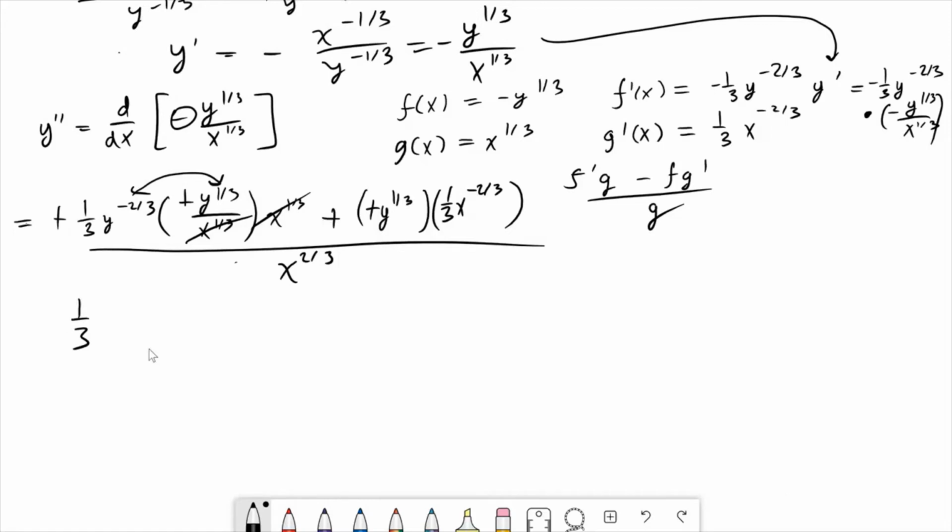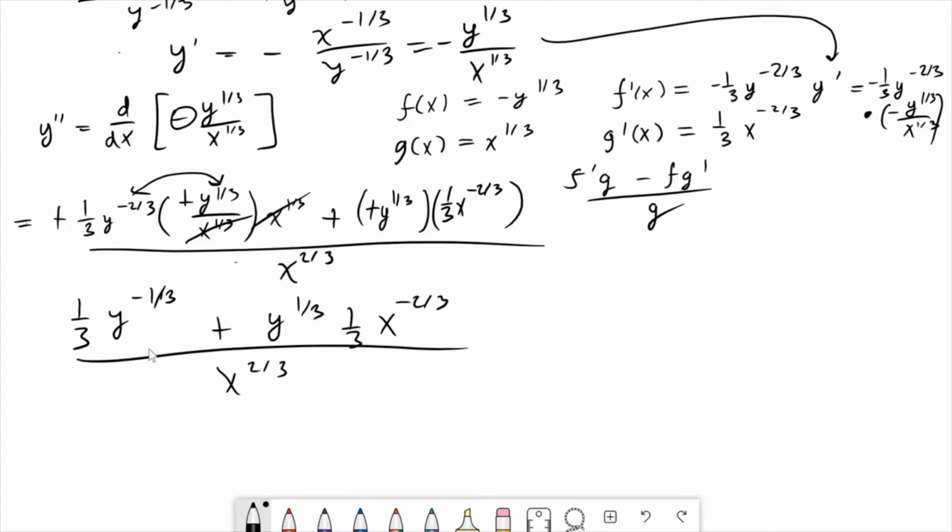Let's do that. So negative 2/3 plus 1/3 is y to the negative 1/3, plus y^(1/3) times 1/3 x to the negative 2/3, all over x squared. And here, I mean, you can even stop here if you really want to. I just wanted to make it look a little bit better because it looks pretty hairy or nasty looking. I guess I can take out the 1/3 and just make it like this. And I'll just stop right here. So this is the last step I'll take.